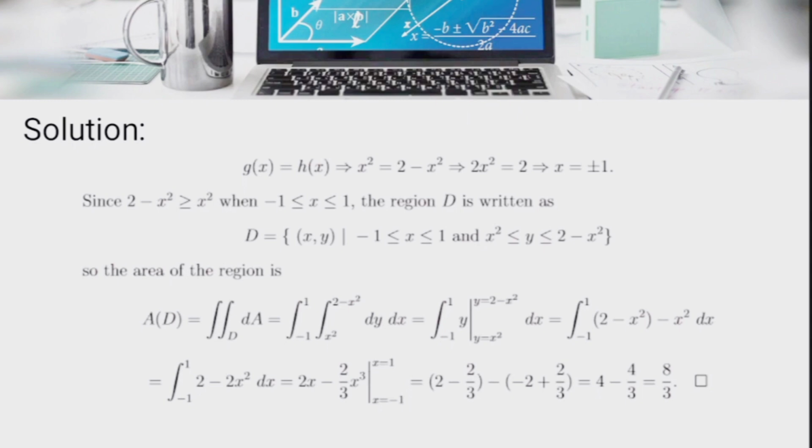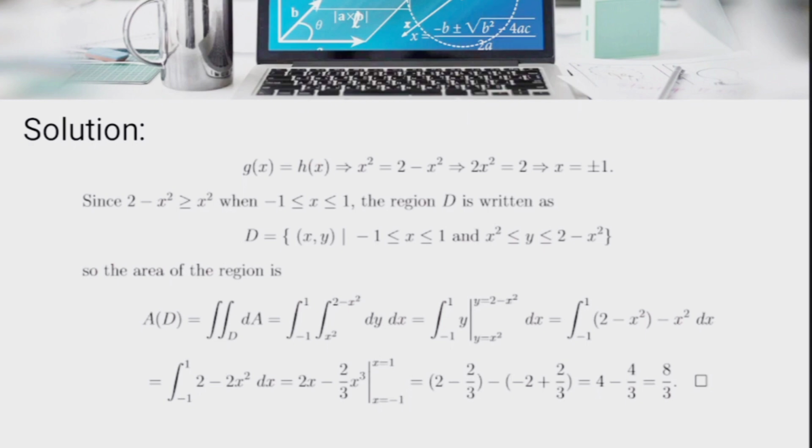Since 2 minus x squared is greater than or equal to x squared when negative 1 is less than or equal to x, less than or equal to 1, the region D is written such that D equals the set of (x, y), where negative 1 is less than or equal to x, less than or equal to 1, and x squared is less than or equal to y, less than or equal to 2 minus x squared.